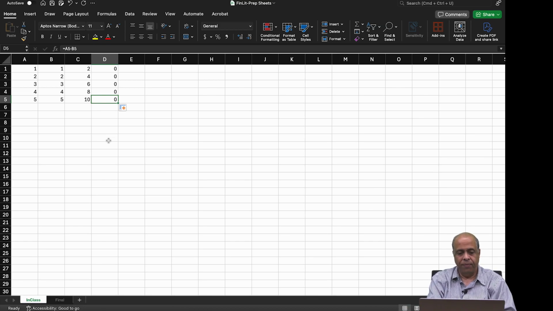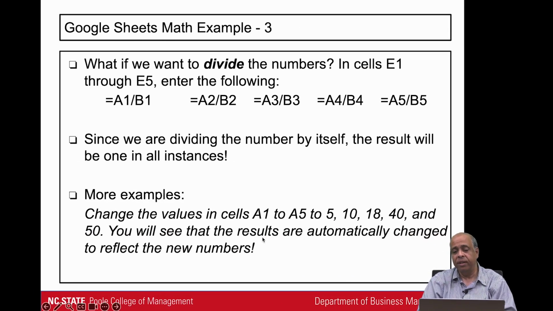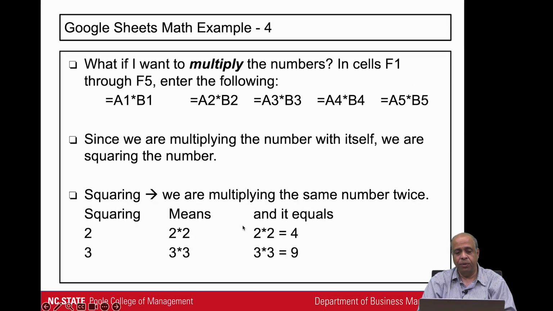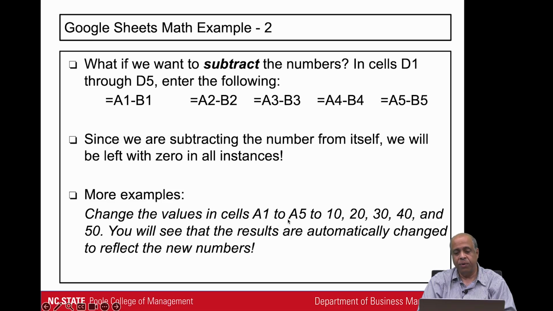Okay. Now, if I want to go ahead and do a few different types of calculations, what can I do? I can go ahead and see what will happen if I change these values. Okay. So let us say I'm going to change the values in cells A1 to A5. Instead of having 1, 2, 3, 4, and 5, what happens if I change them to 10, 20, 30, 40, and 50? What you'll see is, because I entered all of them as formulas, the results are going to automatically change to reflect the new numbers. So let's see how that will work.